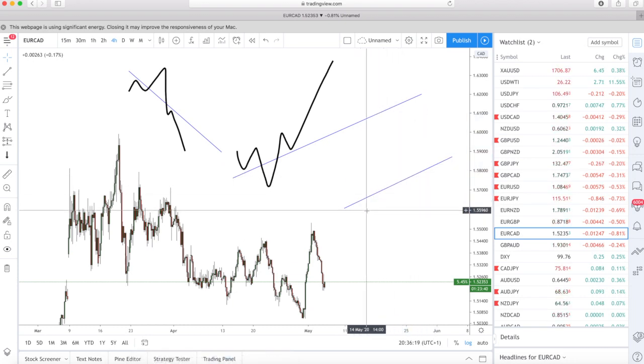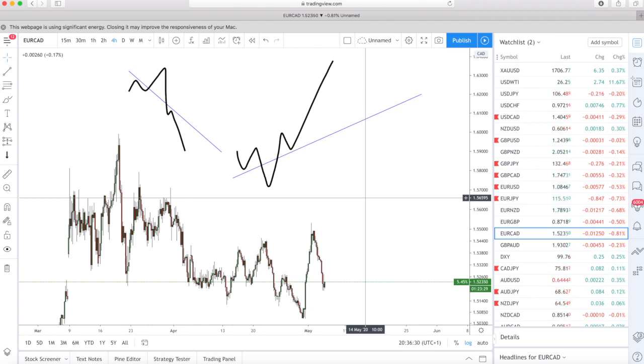It's fairly simple. It requires a lot of patience really, but as I said, a lot of people trade the breaks of trend lines, and that ain't the way to trade, guys. A lot of the time you're just going to get stopped out. But yeah, I hope that helps some of you.